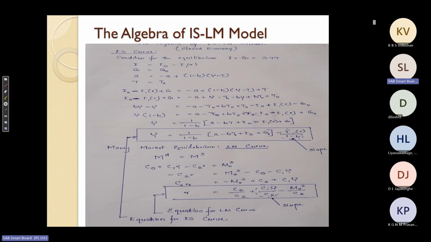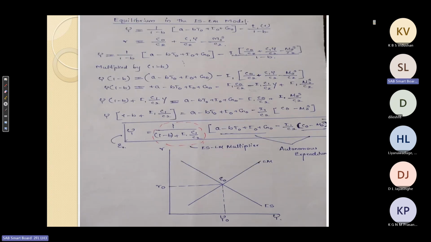Now, once you identify those two equations, by solving these two equations we can identify the equilibrium income and equilibrium interest rate. These are the two equations for the IS and the LM. By solving those two simultaneous equations, you can identify the equilibrium income and interest rate. That is the process here. Now we identify the equilibrium in the IS-LM model. Now we are going to identify the equilibrium income. That is this one.